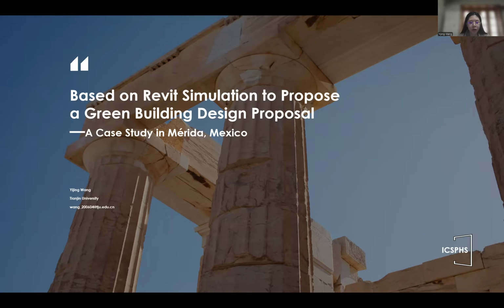The paper I will be presenting today is titled Based on Revit Simulation to Propose a Green Building Design Proposal, a case study in Mérida, Mexico.